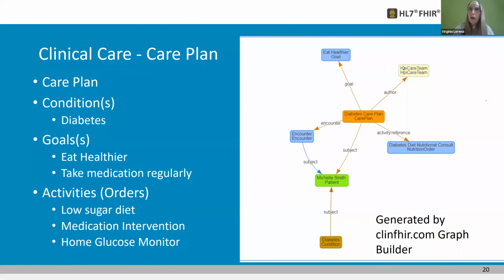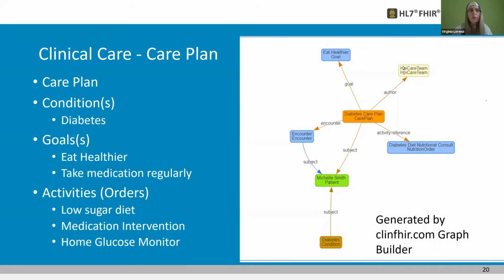So let's go back to talk about care plan a little bit. So a care plan is, you have a care team, and often there is a care manager, right, who's kind of watching this care team. And this care team and the care plan consists of different parts. It consists of the conditions that are being treated, the goals that you have to accomplish in this care plan, and activities that will help you complete those goals.